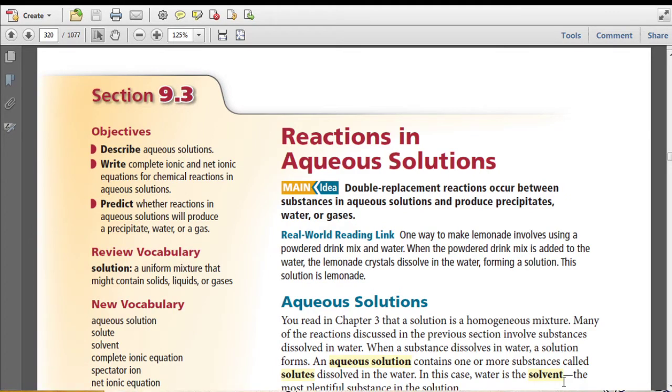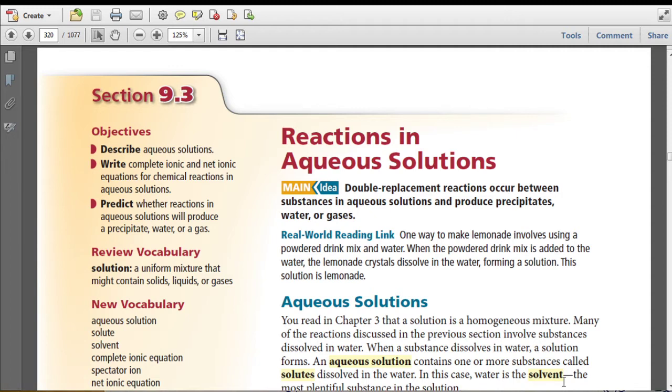Section 9.3, Reactions in Aqueous Solutions. The objectives of this lesson are to describe aqueous solutions, write complete ionic and net ionic equations for chemical reactions in aqueous solutions, and predict whether reactions in aqueous solutions will produce a precipitate, water, or a gas.